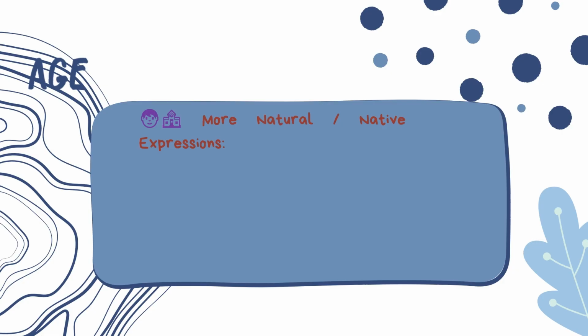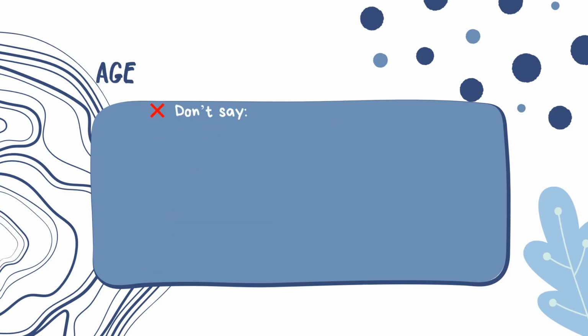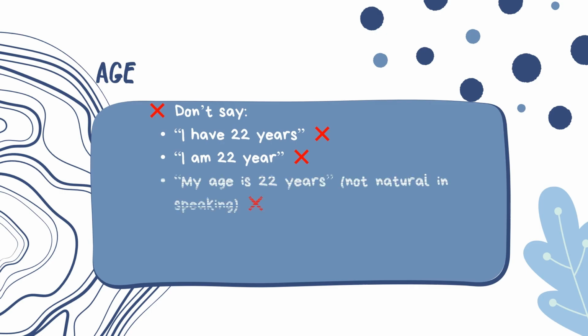Repeat. More natural, native expressions: I just turned 22. I'm almost 23. I'm about 25. I'm around 30. Say it again. Don't say, "I have 22 years. I am 22 year. My age is 22 years." These are not natural in speaking.